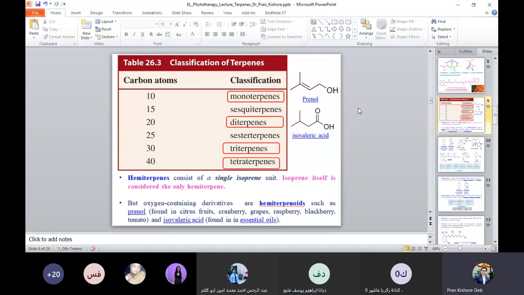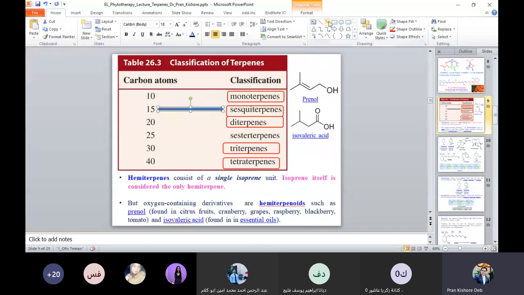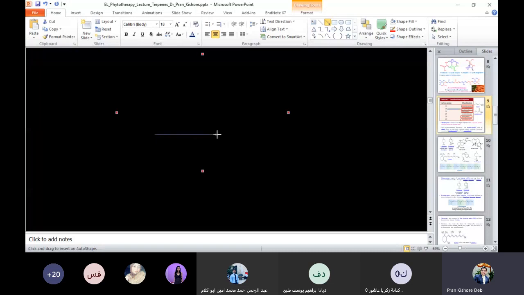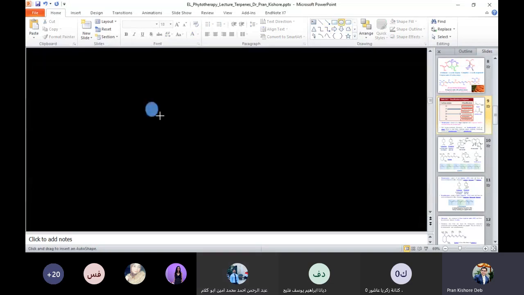Is there any logical way to remember? Can anyone give me an idea? Both are a bit confusing. How to remember which one is sesterterpene and which one is sesquiterpene? 15 and 25, these are the odd numbers.